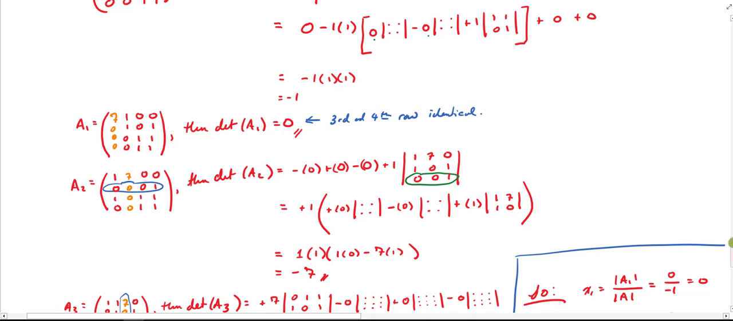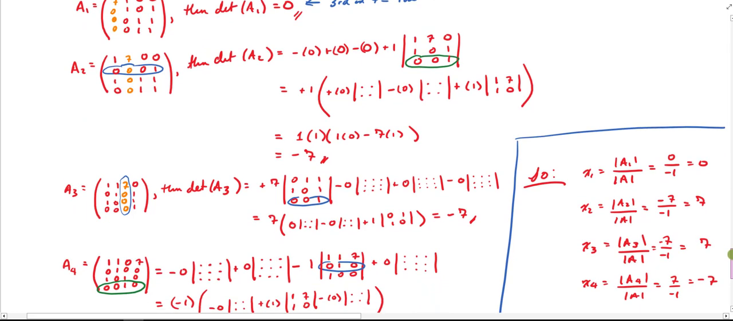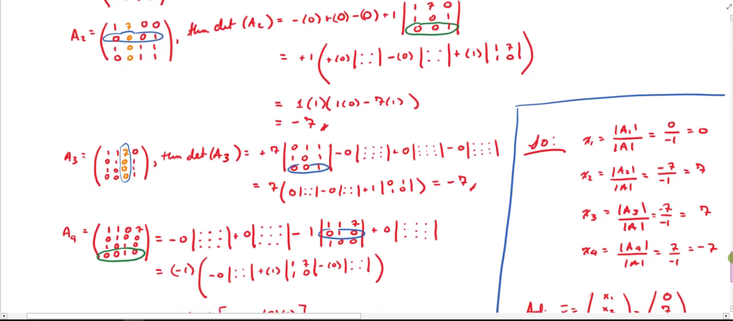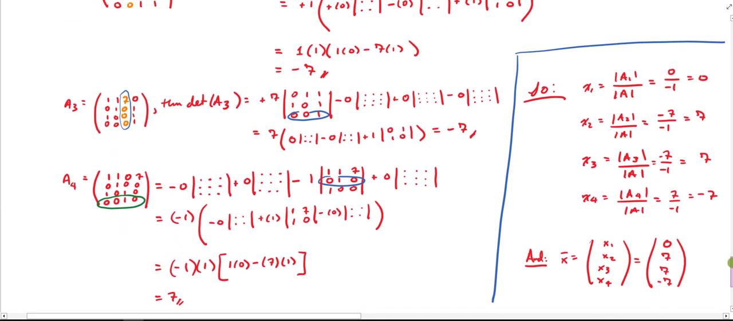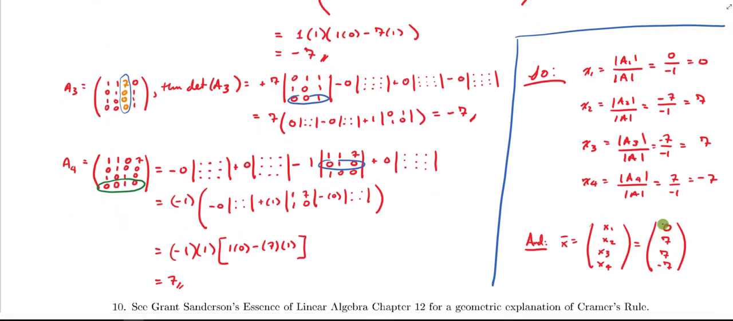So not all of these result in big time savings, but I think that coupled together you should be able to come up with the solution without too much work. I guess you're welcome to pause the video, but you really ought to try these on your own. Finally, here is the eventual solution that you should get, 0, 7, 7, negative 7 for this system of equations.